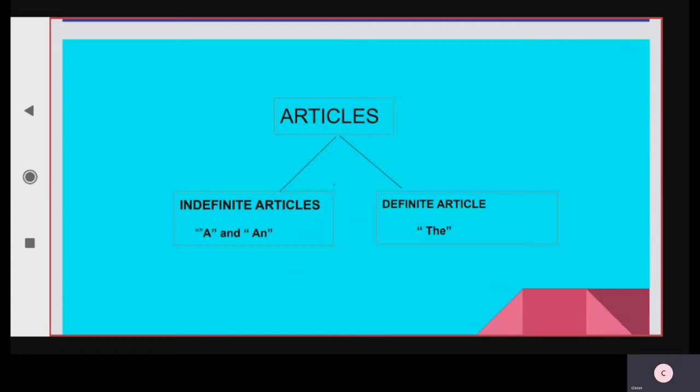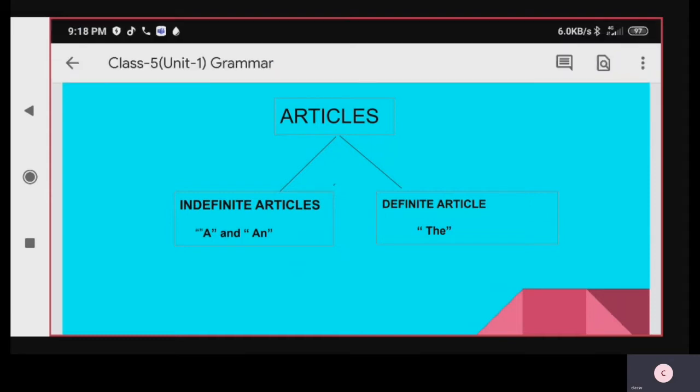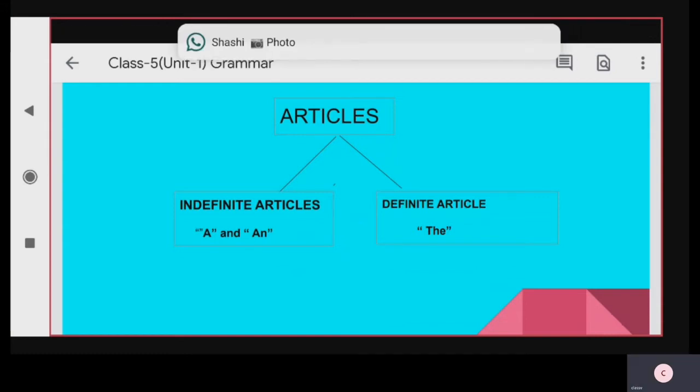Words a and an come under indefinite articles. A and an tell that the noun is not a specific or a certain person, place or thing. Definite article, the word the tells that the noun is a particular or a specific person, place or thing. The word the is one of the most common words in English. Now let's see where to use these articles.